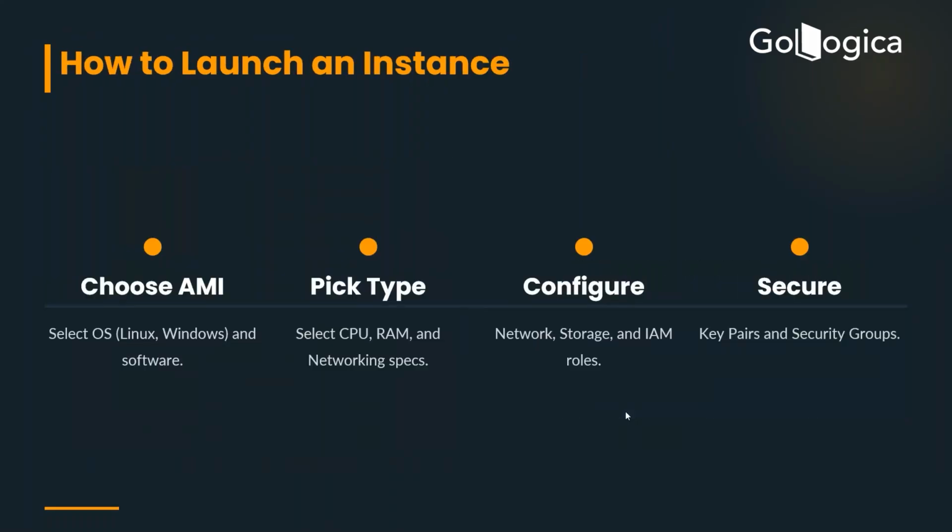So how to launch an instance? First you need to choose the AMI. AMI is the Amazon Machine Image. Here what we are doing is selecting the operating system. This is the guest operating system that we are selecting for our virtual machine. We can select Linux, Windows, and also the application. Some of the machine images come with pre-installed applications. There are a lot of options available to select from. There are thousands of AMIs available.